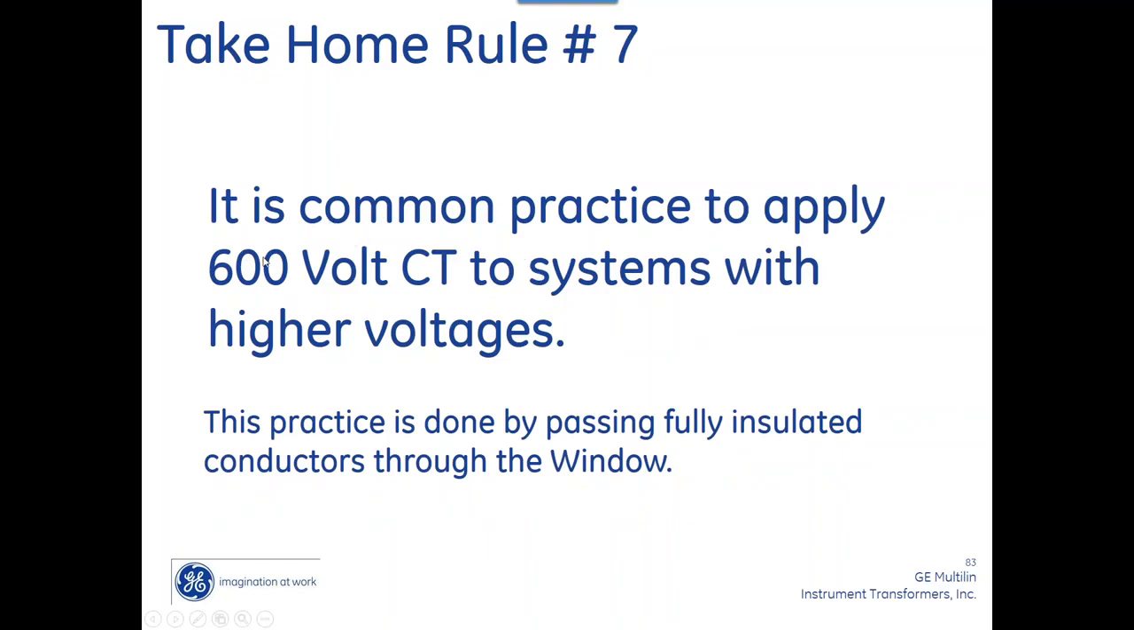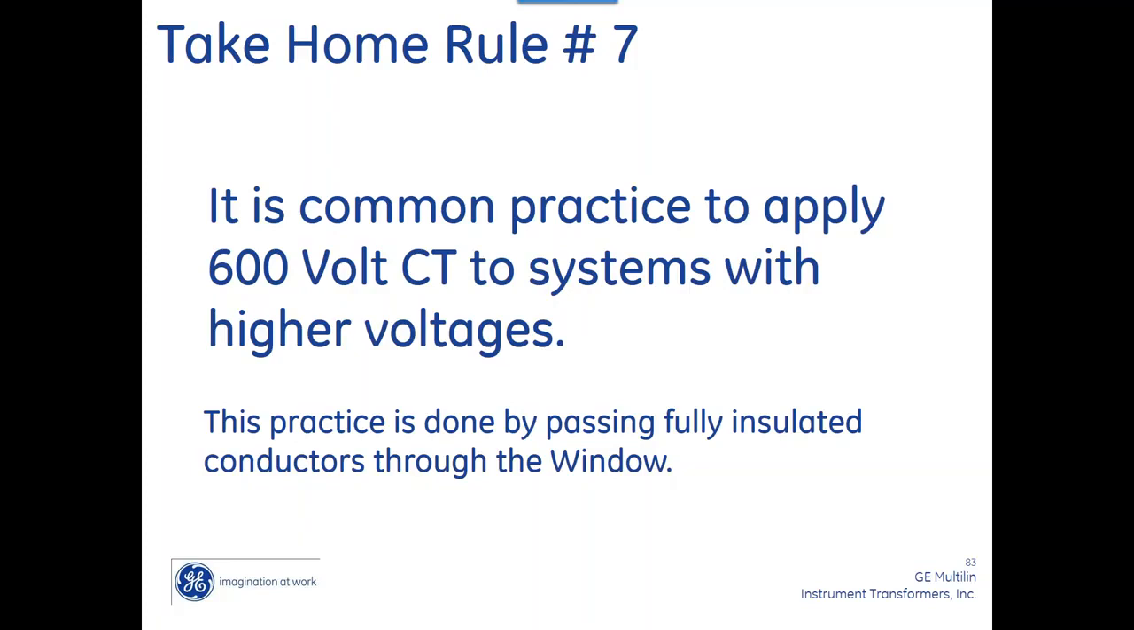Rule 7 with GE. It's common practice to apply 600 volt CTs to systems with higher voltages. The reason you can do that is because you have fully insulated conductors going through the window. So as long as you don't have a bare wire, you can use a 600 volt CT on a 5 kV application.